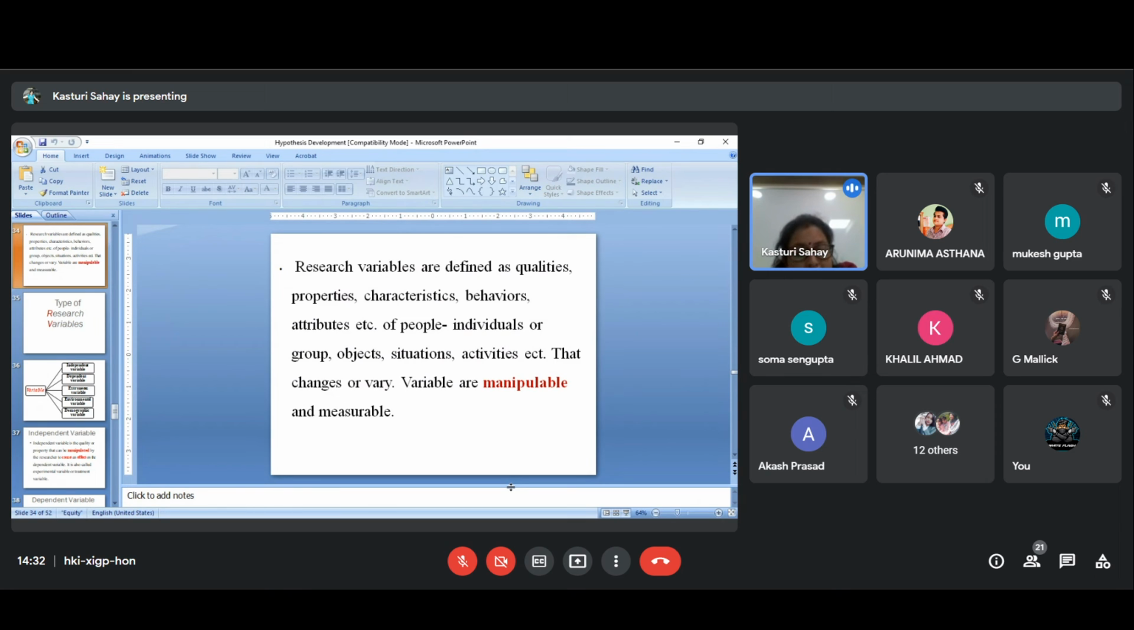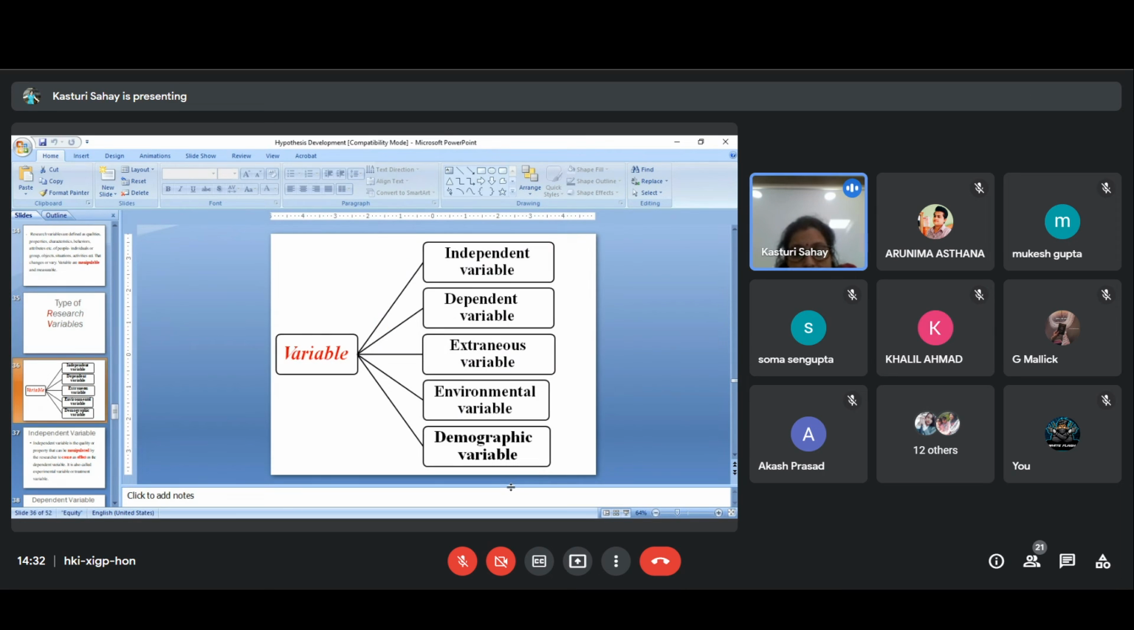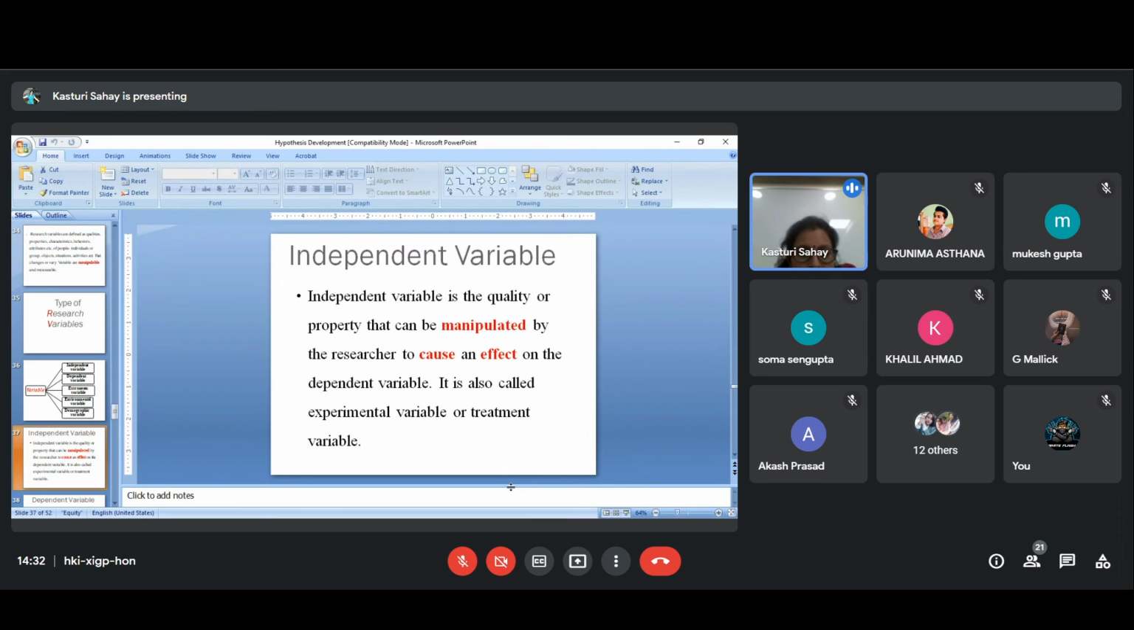Variables are manipulable and measurable. So some factor which has a constant value will not be a part of your research variable. All right. So there are different types of research variables which we'll be discussing. The first being independent variable, then we have the dependent, then extraneous variable, demographic variable.